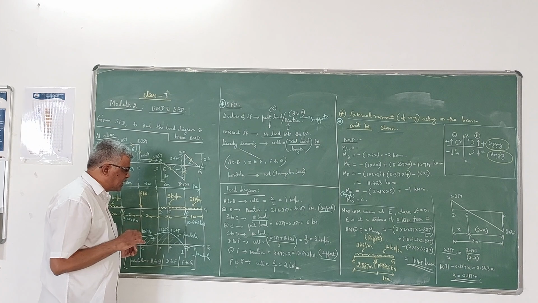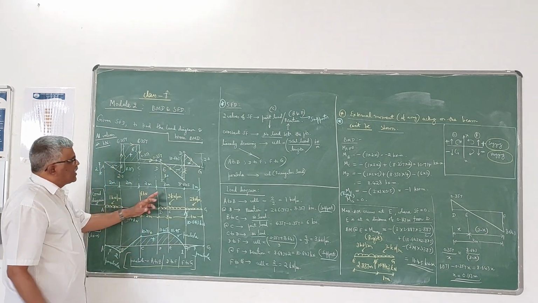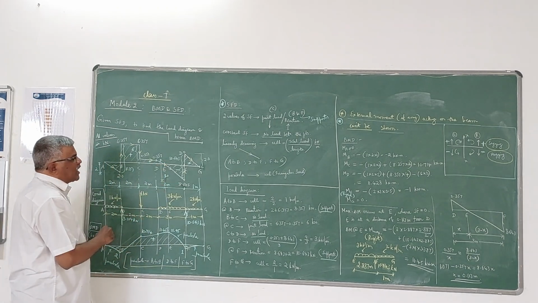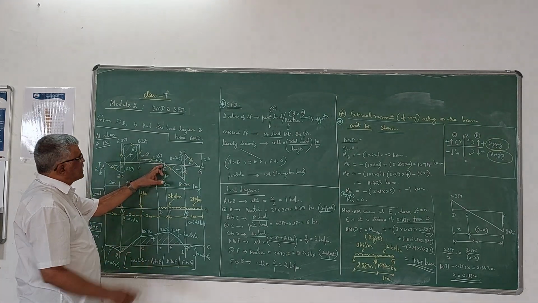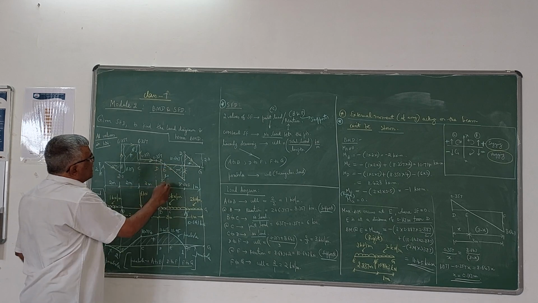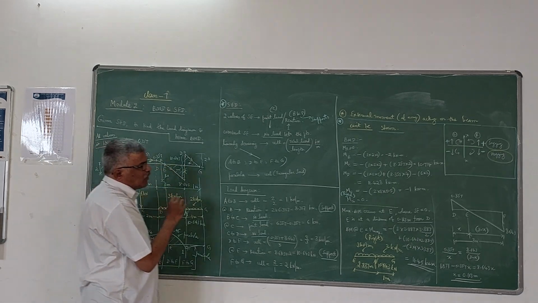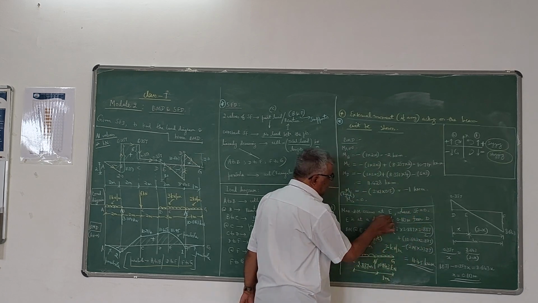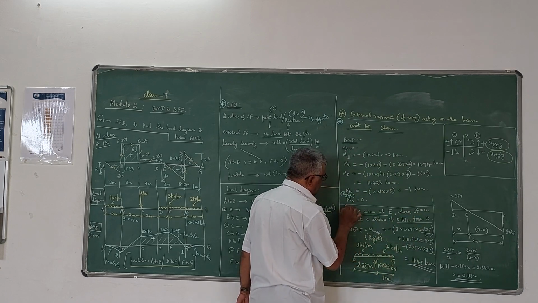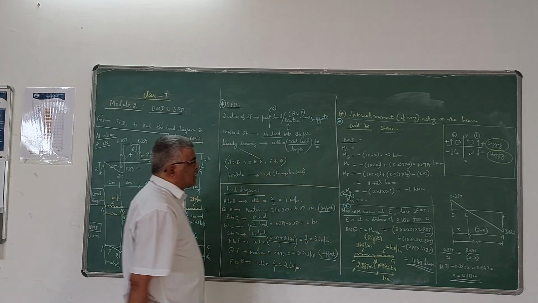Now one important thing is here. Here you can see the shear force diagram. Shear force is 0 at E. We can see here, it cuts this line at E. So at E, shear force is 0. So maximum bending moment occurs at the point where shear force is 0. This is very, very important. So maximum bending moment we have to calculate now.